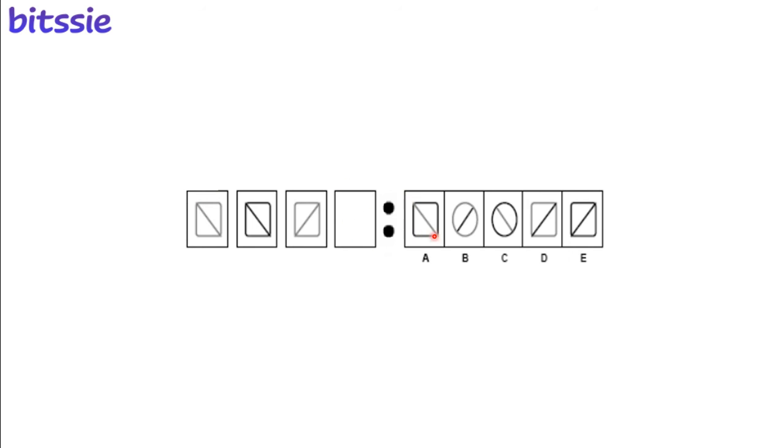A is black around the outside, but the middle is grey. B is a circle, so it cannot be that. C is also a circle. D is black in the middle, but grey on the outside. And that leaves us with E, which is fully black and is in the same direction as the third.